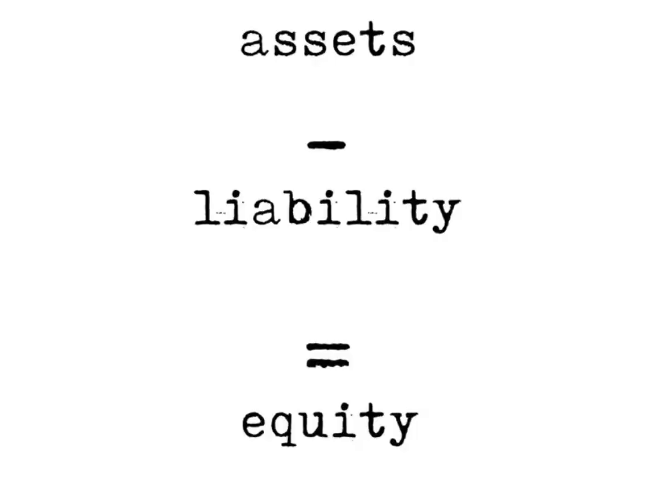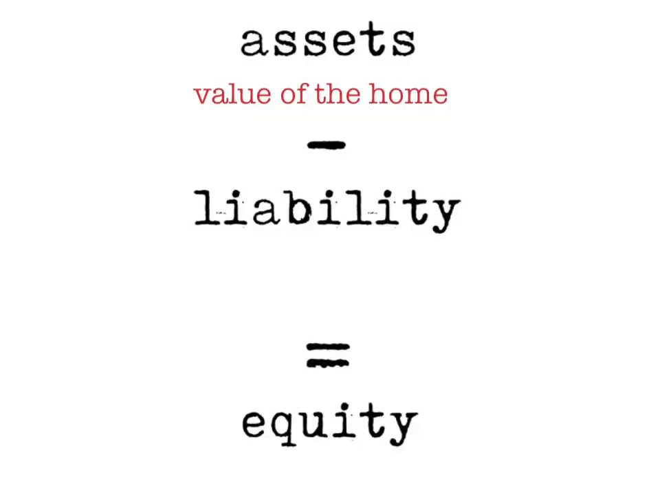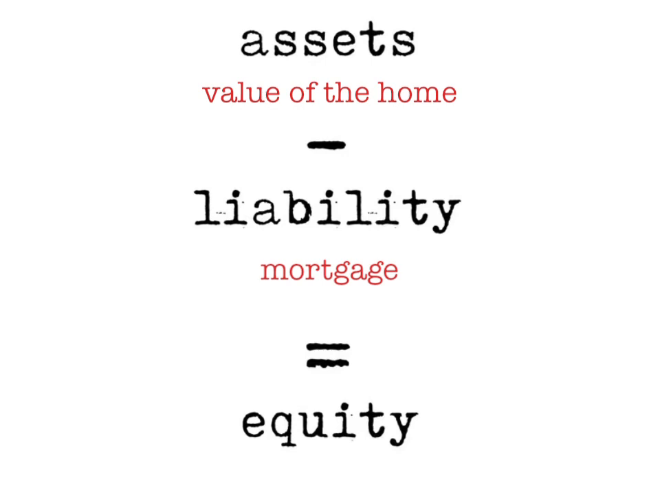So in terms of home equity, your asset would be the value of the home, minus the liability, which would be the money you borrowed from the bank, or your mortgage. The difference between that would equal your equity within the home. So let's take a look at some real numbers.